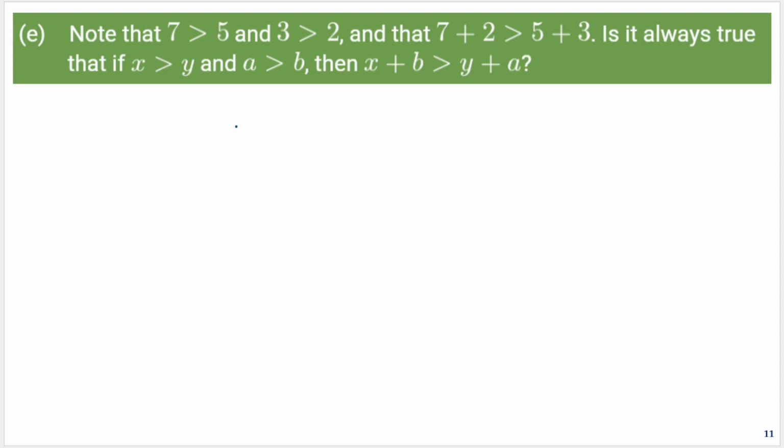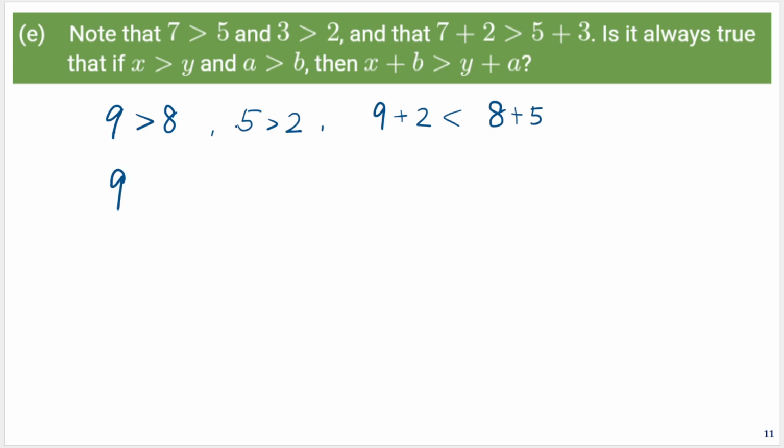Well, actually, this is not always true, right? For example, note that 9 is greater than 8 and 5 is greater than 2. But 9 plus 2 is not greater than, which means less than, 8 plus 5, right? So if we can find a counterexample, that means this statement is not always true, but sometimes it's true, right?